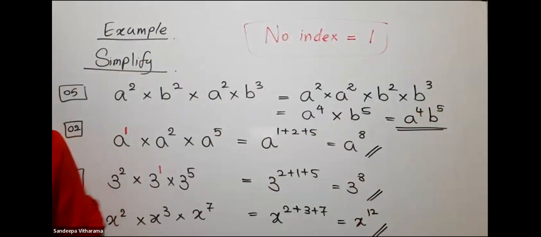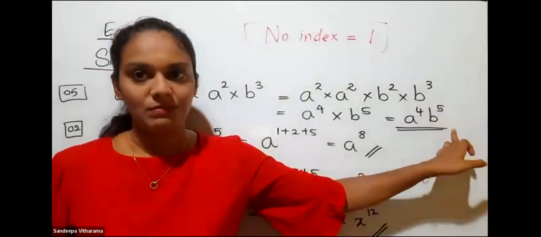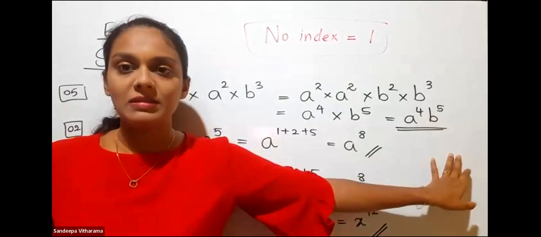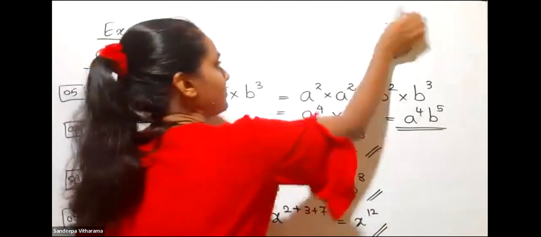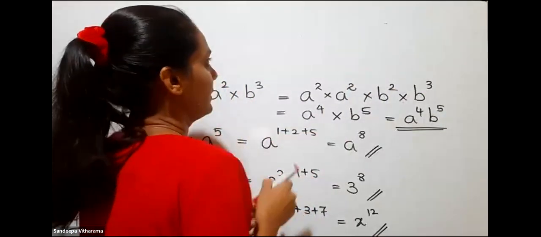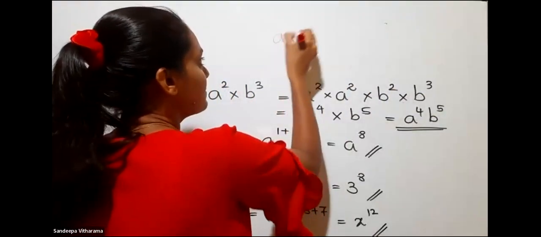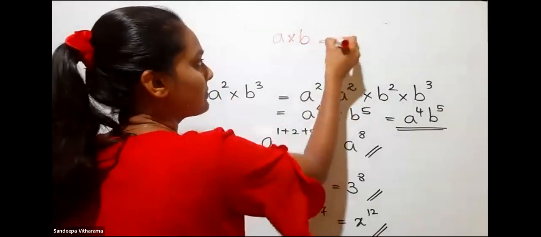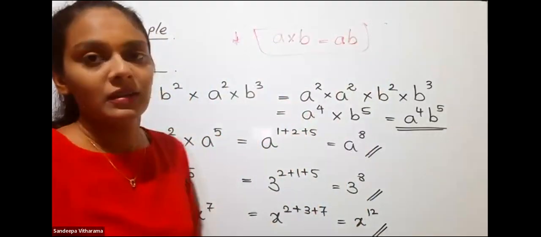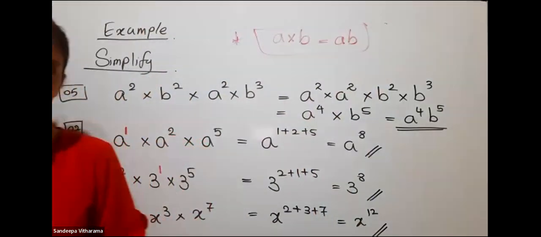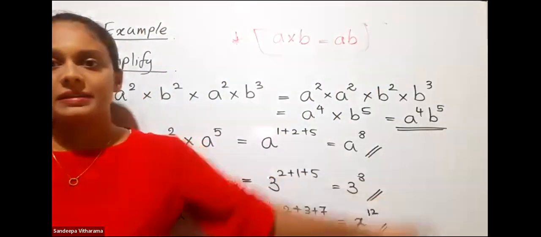Why I write this together? Because these are algebraic terms. We know that between algebraic terms, here a times b can be expressed as ab. It is a special property of algebraic terms. Therefore, we can write it like this.